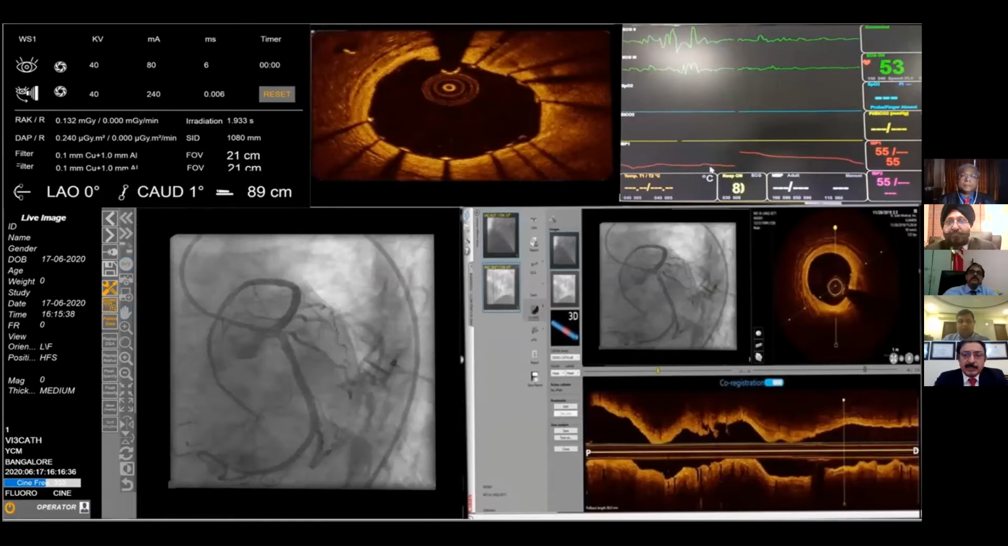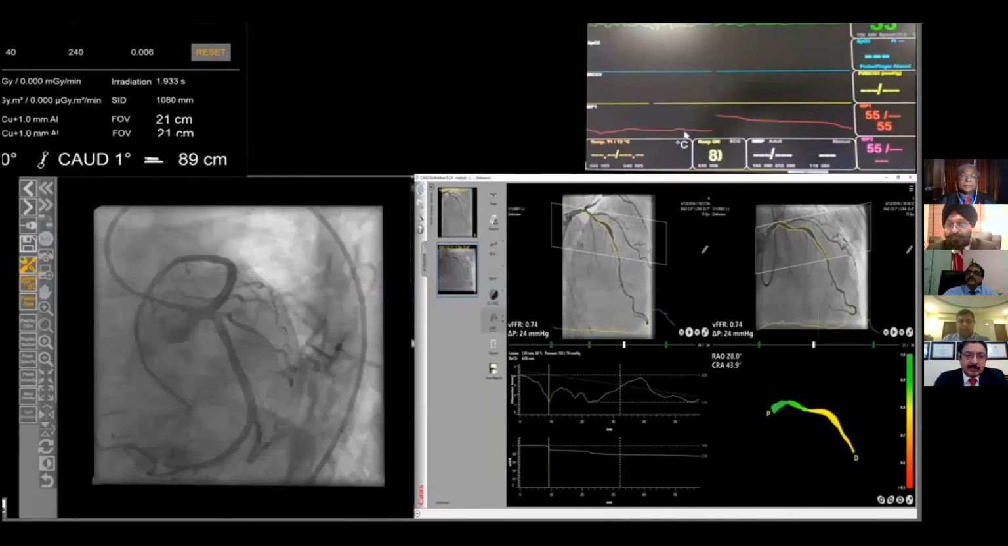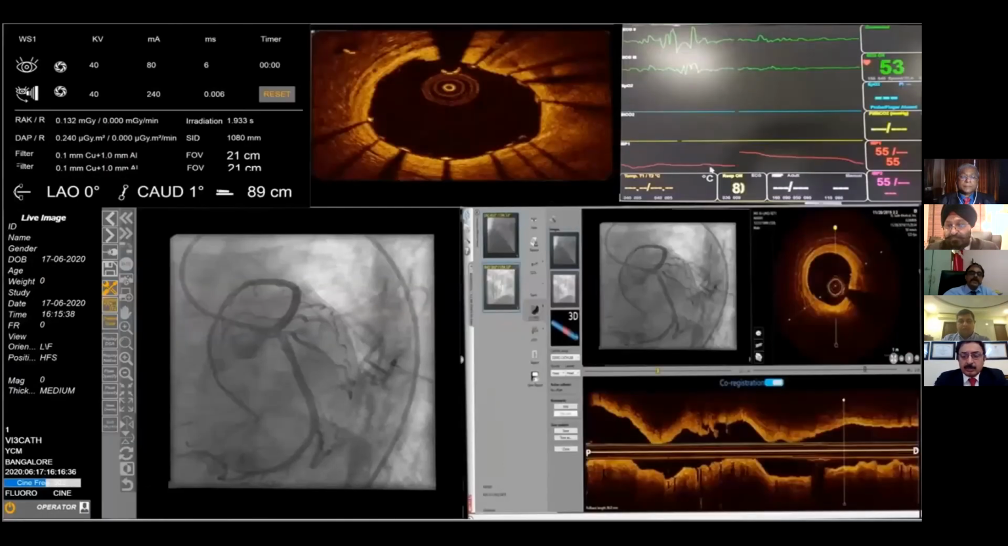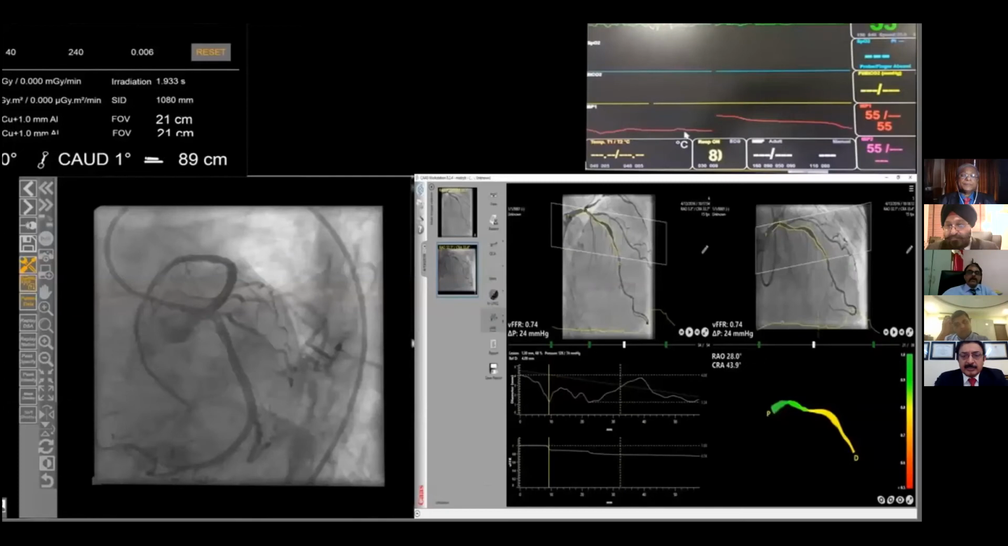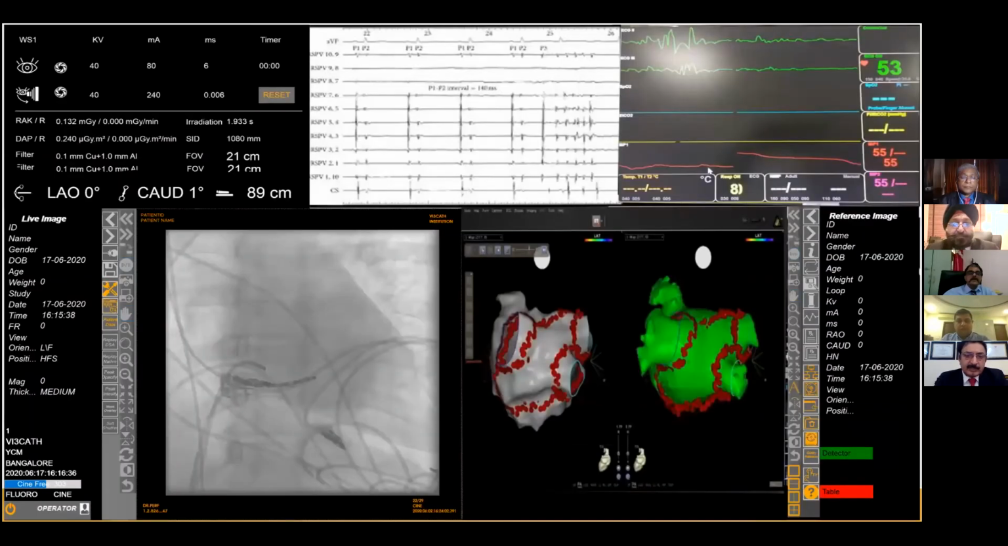Similarly, you can do co-registration, and similarly you can do the same in OCT. These are again the real pictures, and you can do a VFFR where you actually integrate, and you come to very conclusive evidence that these lesions, which all look significant on angiography, are not significant and can be left on good medical therapy.